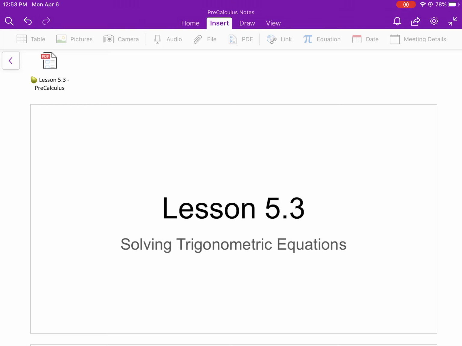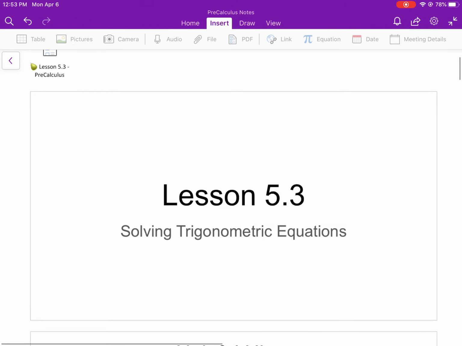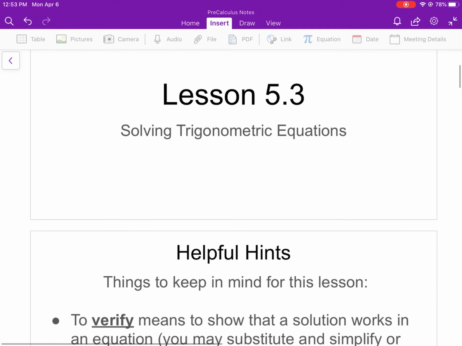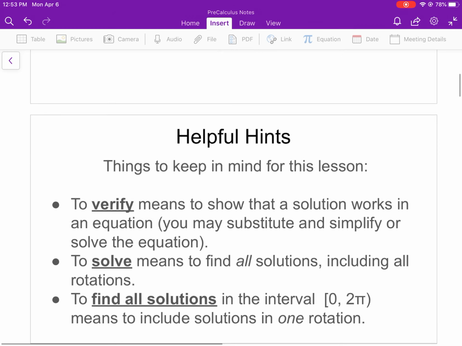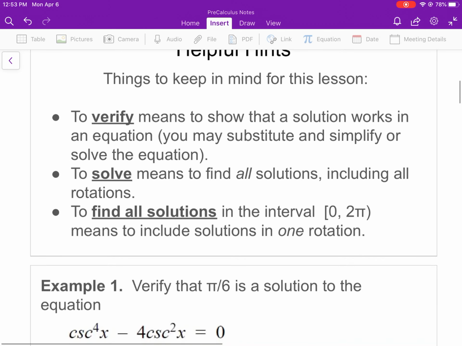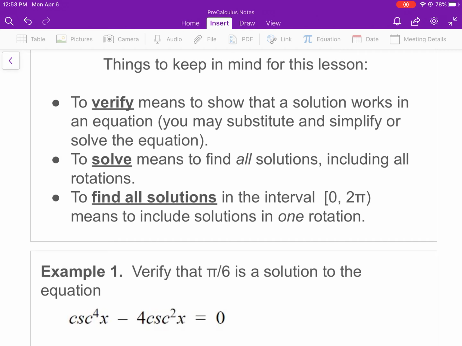Pre-Calculus. This first lesson in 5.3 is going to cover some of our more basic trig equations that we're going to solve. We're going to start off by looking at these helpful hints. To verify means that you will show that a solution works in an equation. You may substitute and simplify, or actually go through and solve the equation.